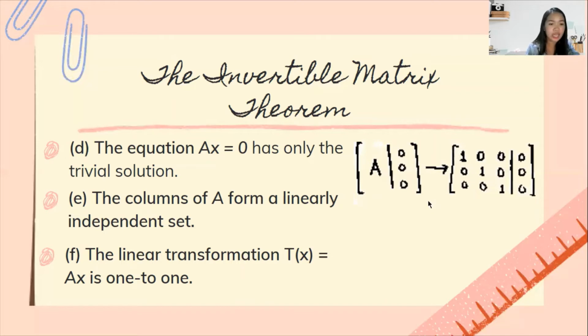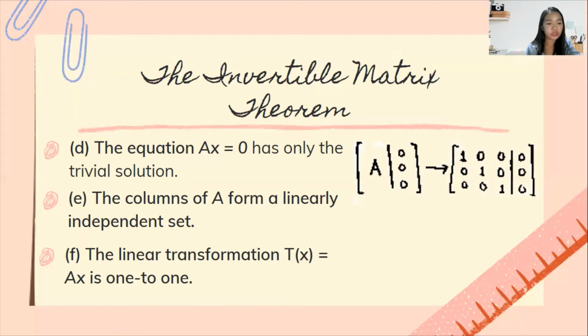So this is letter E. And for letter F, we have the linear transformation is 1-to-1. So when can we say that it is 1-to-1? A 1-to-1 linear transformation means there is exactly one vector X that gets sent to the vector B, that is AX. So this equation AX equals B has a unique solution. That is when the transformation is 1-to-1.